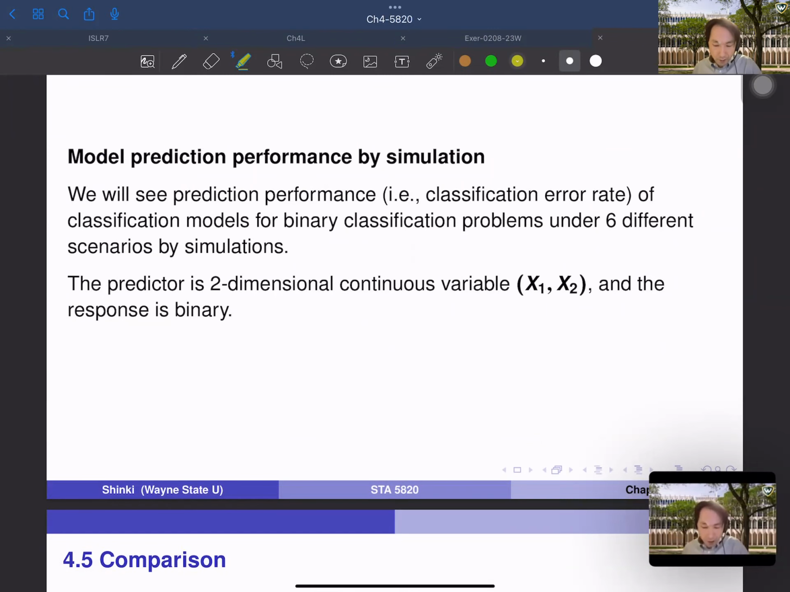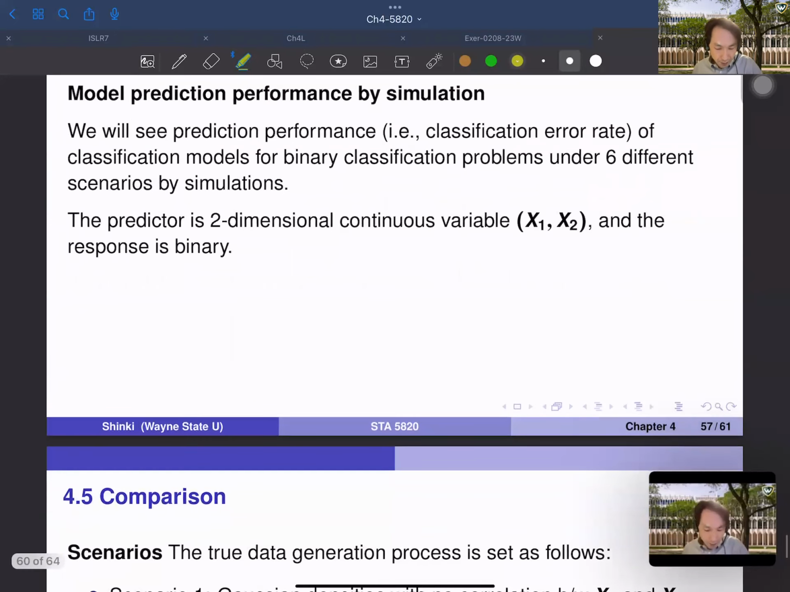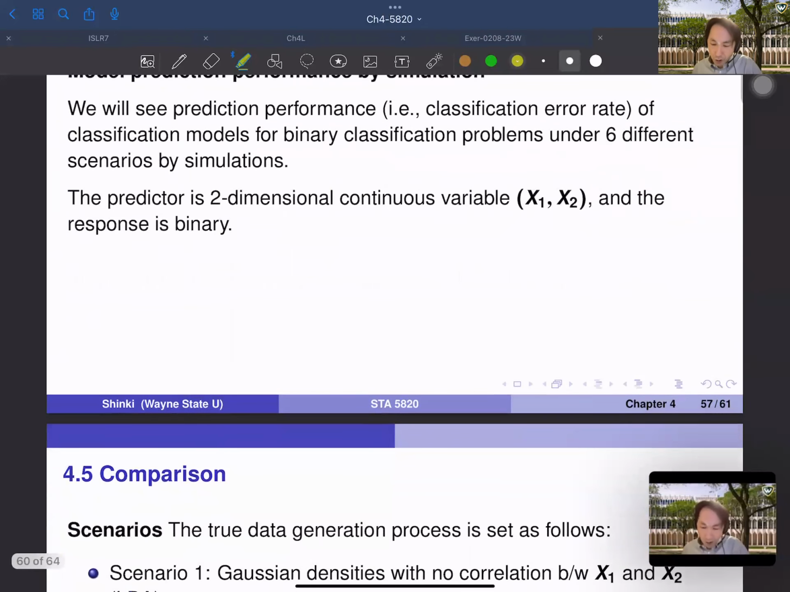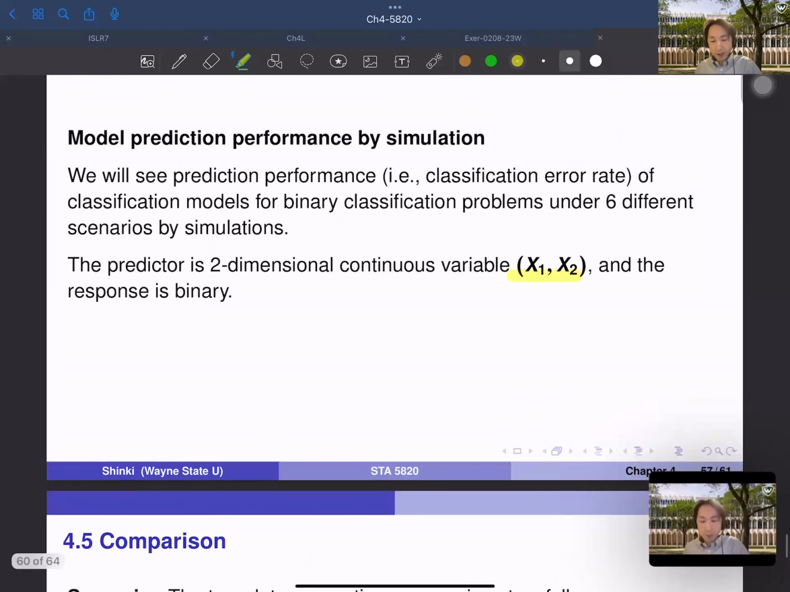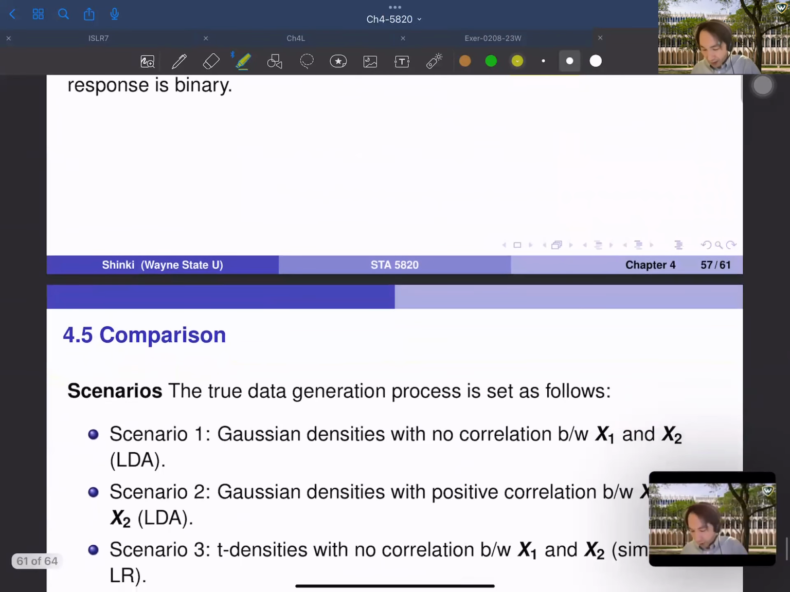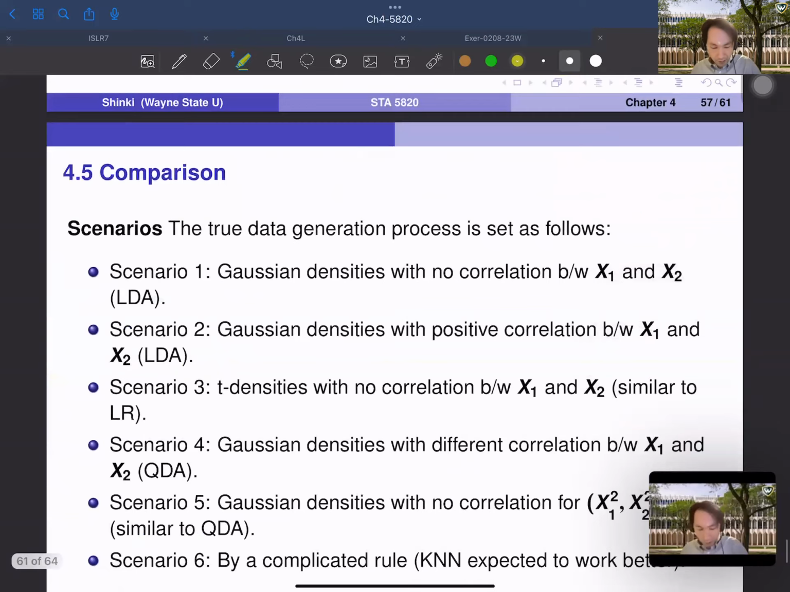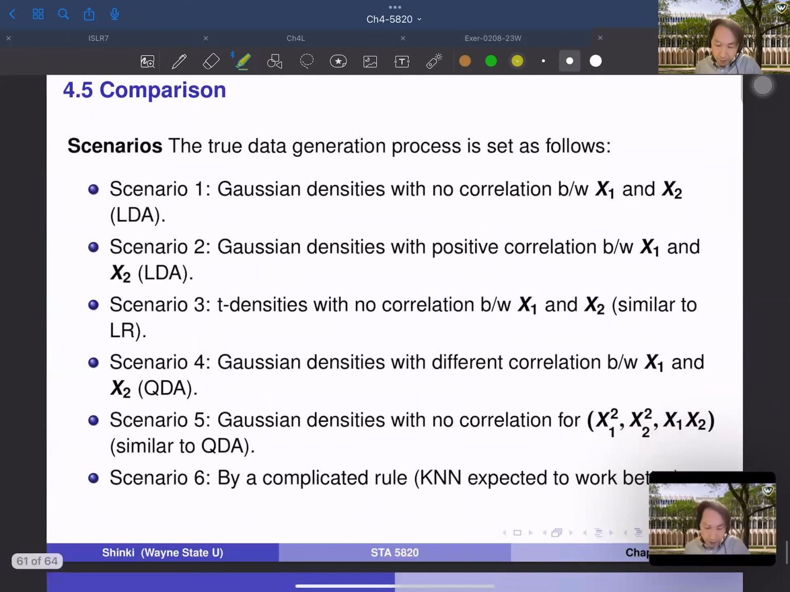So we will see the prediction performance of the classification models for binary classification problems under 6 different scenarios by simulations. Here, the predictor is the 2-dimensional continuous variable x1, x2, and the response is binary. The examples have changed between edition 1 and edition 2 of the textbook, but these slides are based on edition 1. Edition 2 has slightly different simulations. And we have 6 different scenarios.